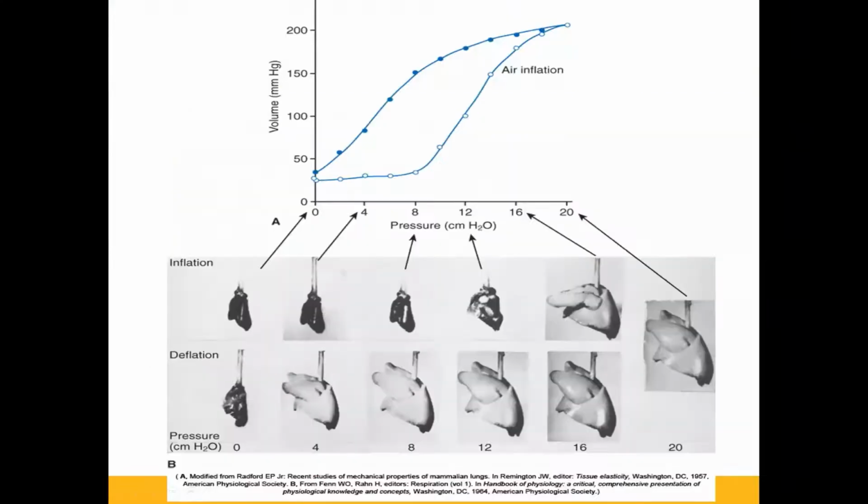So here we have a lung, and you can see this is during inflation on the top here, and this is during deflation on the bottom here. As the breath goes in, the lung gets bigger, and as the breath goes out, the lung gets smaller. And so here we're looking at where is the lung opening. Here you can see there's not a lot of change in volume for the change in pressure. And then we get this lower inflection point here where the lung starts to inflate.